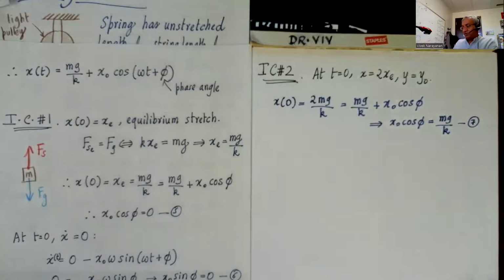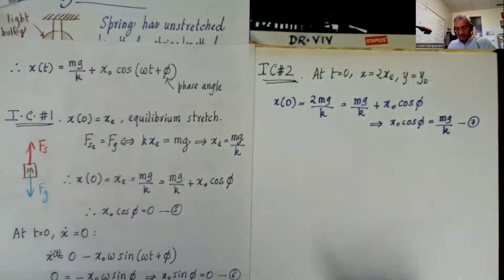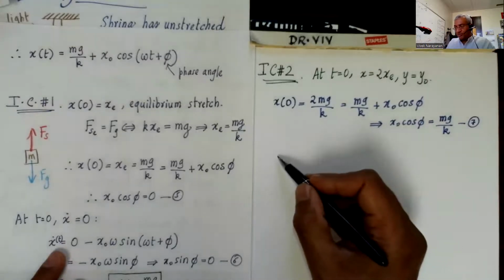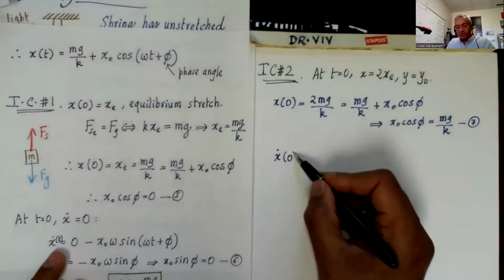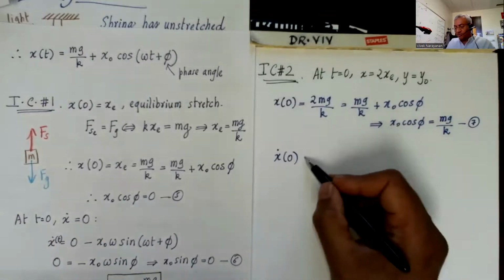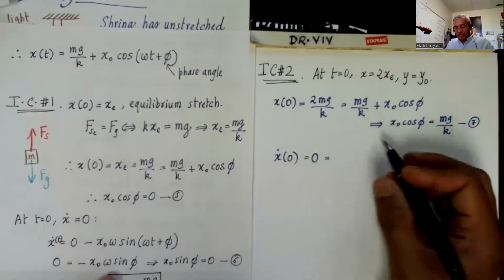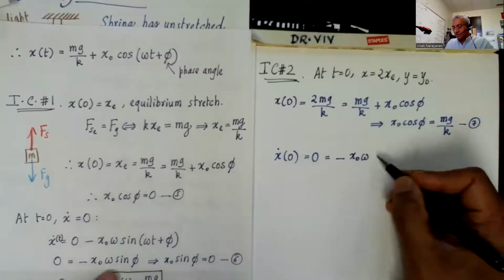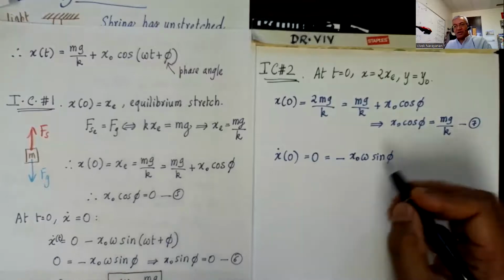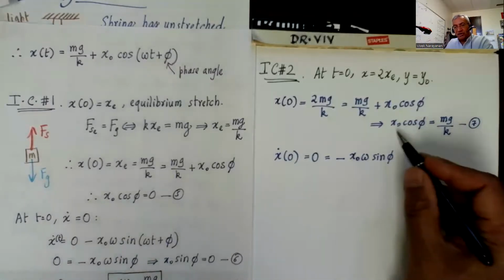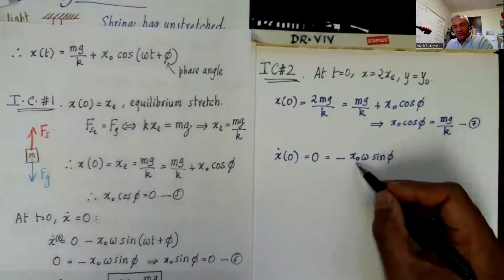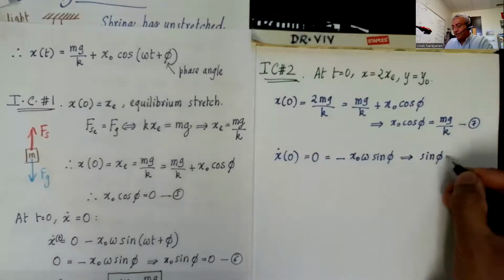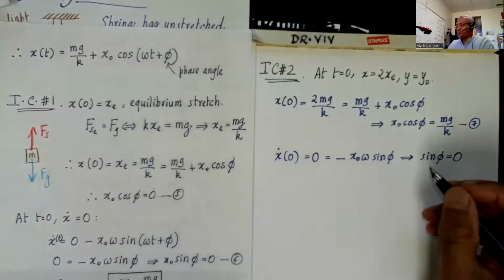Let's now differentiate this with respect to t. We've already done that somewhere, I think. It's right here. So let me substitute for that at time 0. So x dot 0, we have been told it's held at rest. So that's 0. And that should be all equal to negative x naught omega sine phi. Now x naught is not 0, so the only way this can be satisfied now is if sine phi is 0. So now we are forced to conclude that sine phi is 0.